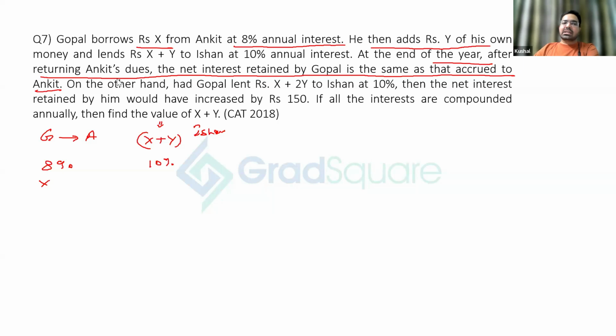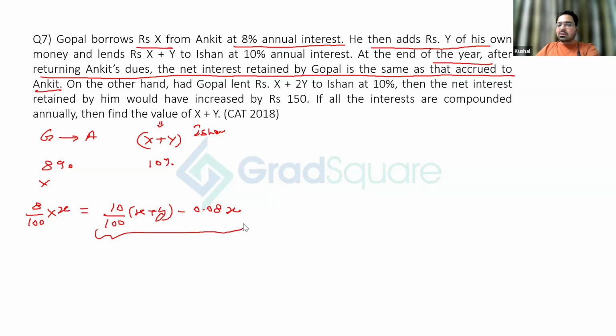And what is the question saying? After returning Ankit's due, whatever interest is left with Gopal is the same as the interest that was paid to Ankit by Gopal. So understand this: he will have to pay 8% of X to Ankit, and the interest he gets from Ishan is 10% of X plus Y. Subtract the value he pays back to Ankit, correct? This will be the leftover interest with Gopal, and that equals the interest accrued to Ankit.